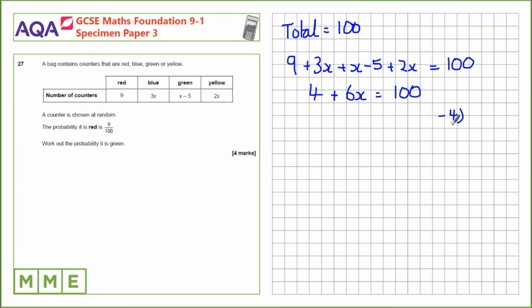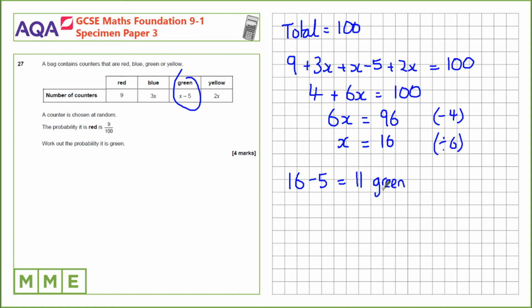Now let's take away 4 from both sides. On this side we're left with 6x. On this side 100 take 4 is 96. The next step, we'll divide by 6, so we just have x remaining on the left hand side, and 96 divided by 6 is 16. So if x is 16, we can find out the number of green counters from here. The number of green counters is 16 take 5, which is 11 green counters. And finally, to work out the probability, we take the number of green counters and divide by the total number of counters. 11 over 100.